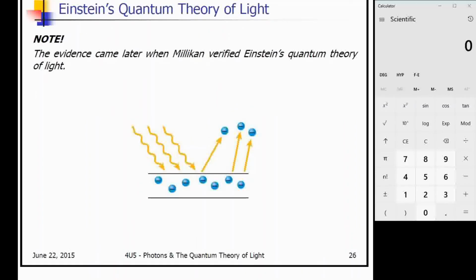Peter Millikan, who you'll remember from Millikan's experiment where he measured the elementary charge, ended up verifying Einstein's quantum theory of light. So here's a nice interaction between a theoretical physicist, Albert Einstein, and Peter Millikan, who is an experimental physicist. The theoretical physicists, like Einstein, end up proposing the theories. The experimental physicists end up verifying those theories.